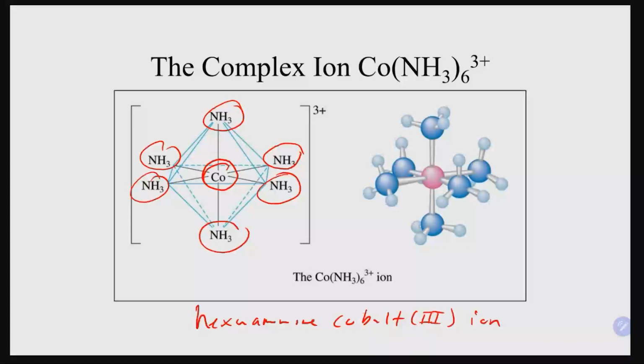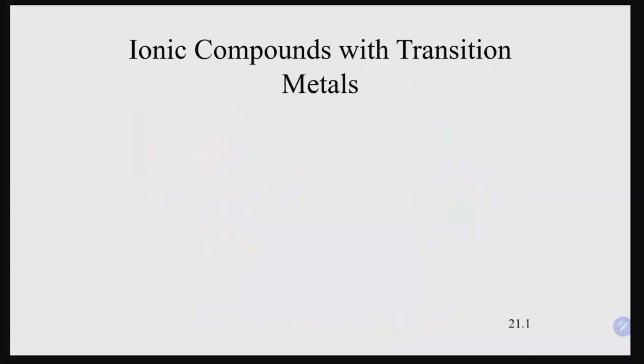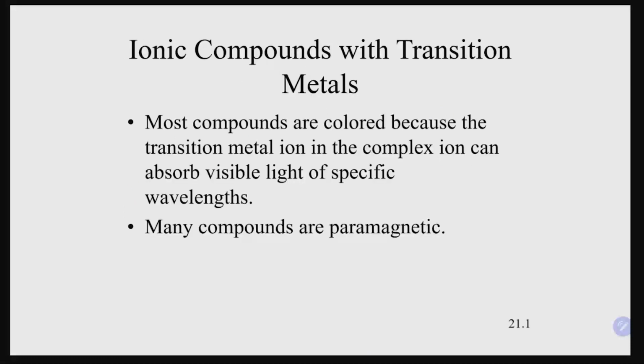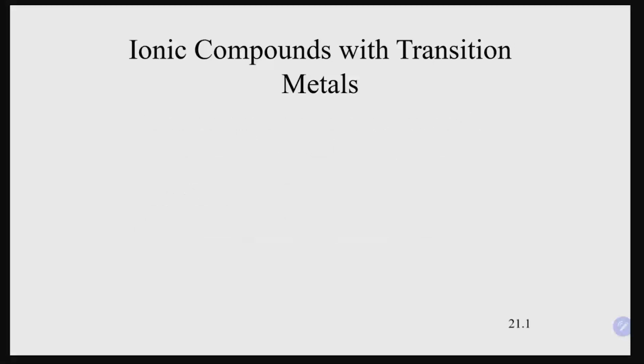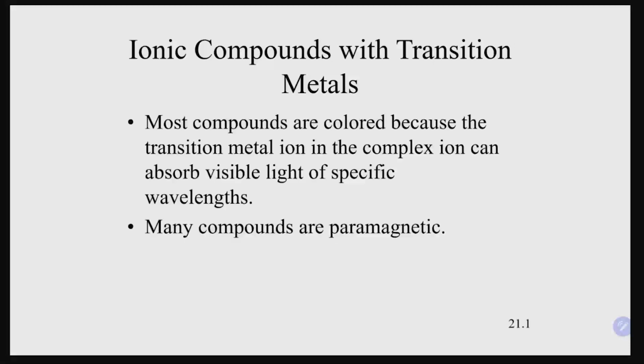When we used to do a lot of qualitative analysis experiments, people would always come up and go, like, whatever this is called. And it was all these complex ions that would be formed. All right, so let's talk a little bit about ionic compounds and transition metals.